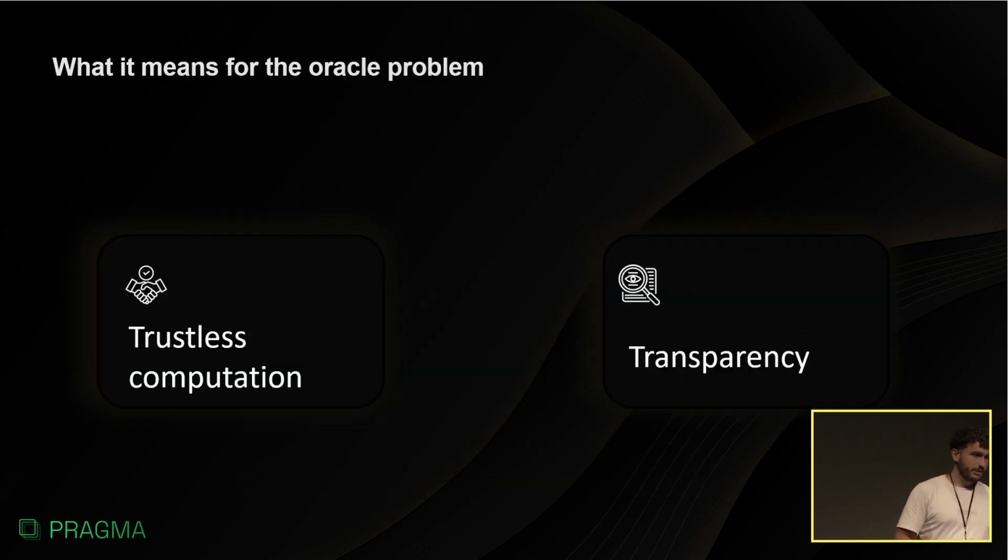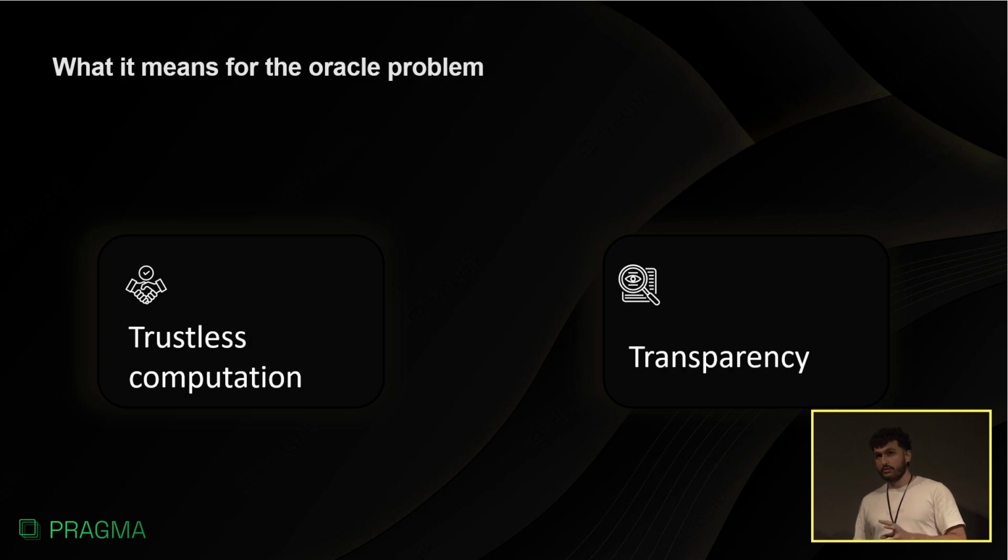In terms of what it solves for oracles, basically the answer is we now have access to trustless computation. We can have a lot of computation on top of raw data that is trustless, because it's proven with validity proofs. And we can get the transparency we didn't have from off-chain systems that are currently in production for oracles. So that's the two main points.